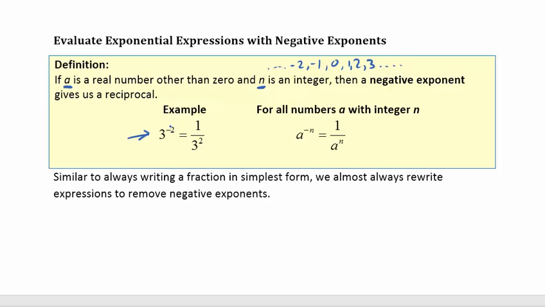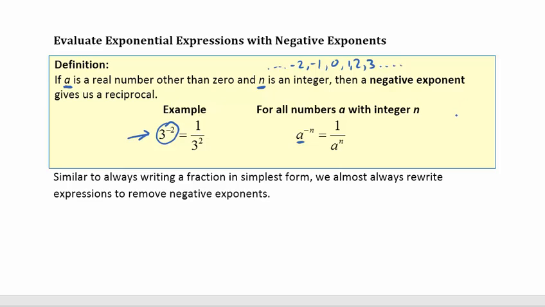That negative part tells us to move this into the base, which will give us a reciprocal. So 1 over 3 squared, and that works for any numbers. No matter what number I have, a, to any integer, if it's a negative exponent, then it tells me I need to take the reciprocal here. And I gave you an example up there before. We kept dividing by 2 to work our way down to an exponent of 0.